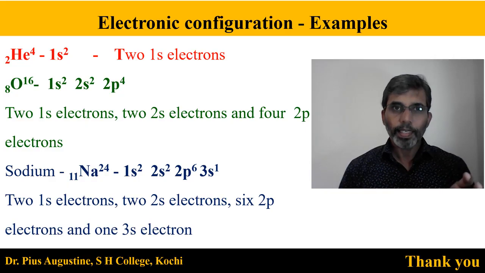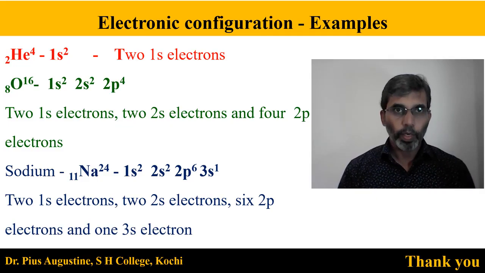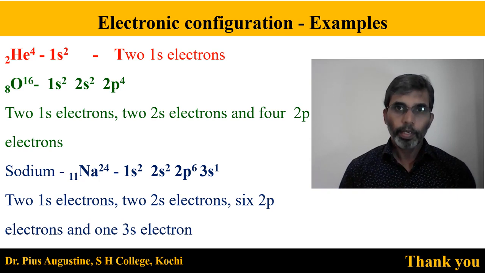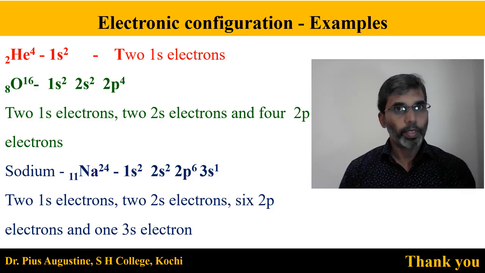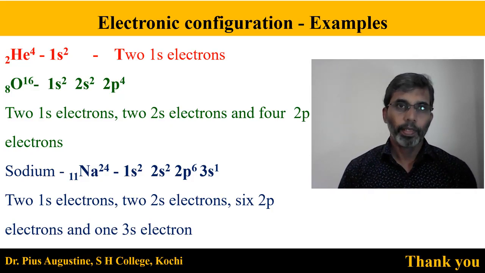So this indicates that in helium there are 2 1s electrons; in oxygen there are 2 1s electrons, 2 2s electrons and 4 2p electrons. In sodium there are 2 1s electrons, 2 2s electrons, 6 2p electrons and 1 3s electron.